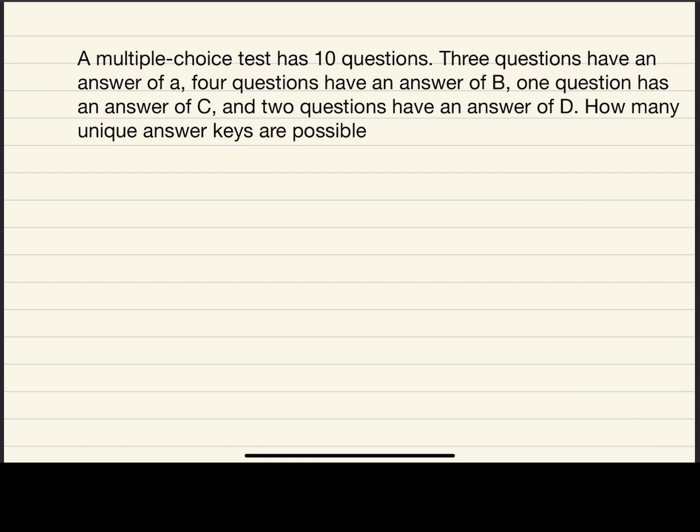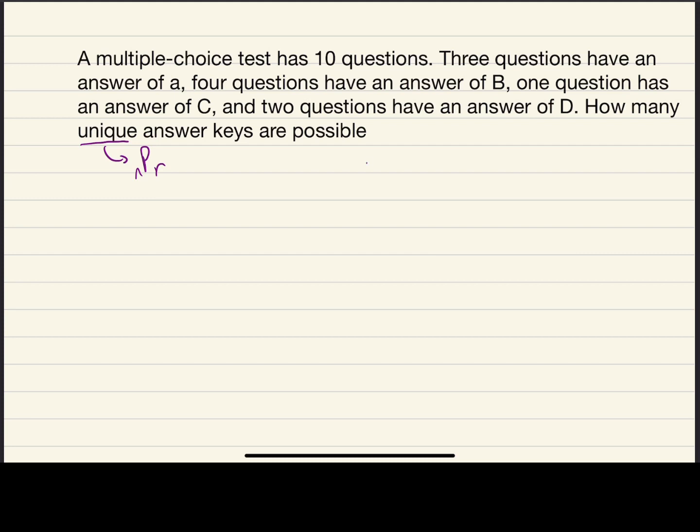For the second example here, a multiple choice test has 10 questions. 3 questions have an answer of A, 4 questions have an answer of B, 1 question has an answer of C, and 2 questions have an answer of D. How many unique answer keys are possible? So remember, unique is always going to signify that we're dealing with a permutation over here. So again, I can see that the repeats or the identical objects in this set are A and as well B. There's a repeat of 3 for A and a repeat of 4 for B.